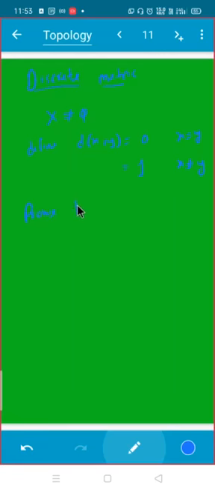Prove that this d is a metric. If this d is a metric, the metric d is called the discrete metric. Okay, these are the two problems for you. You can send me the solution.